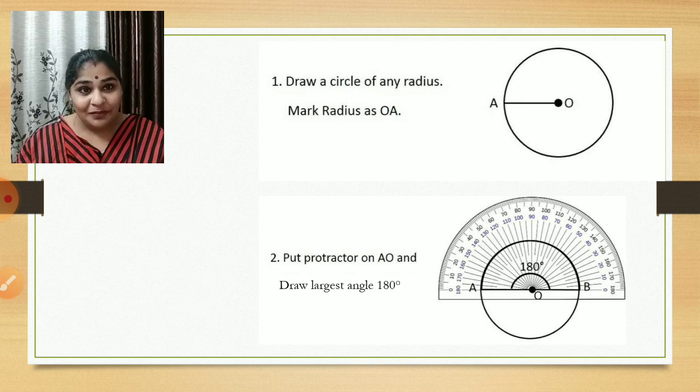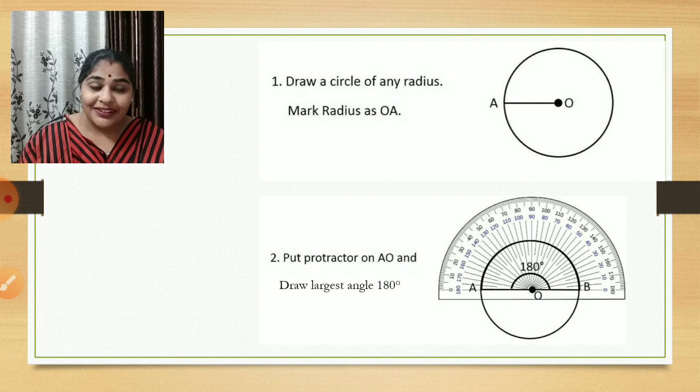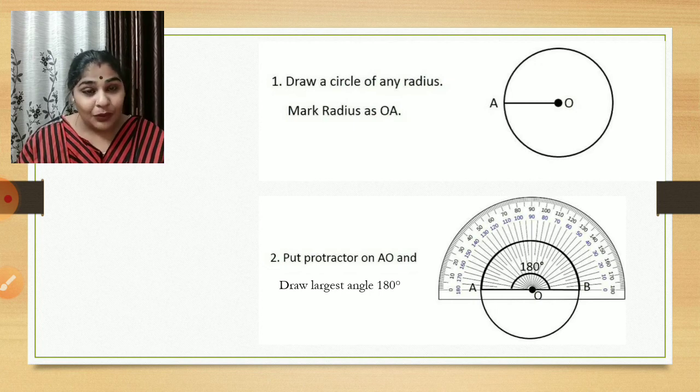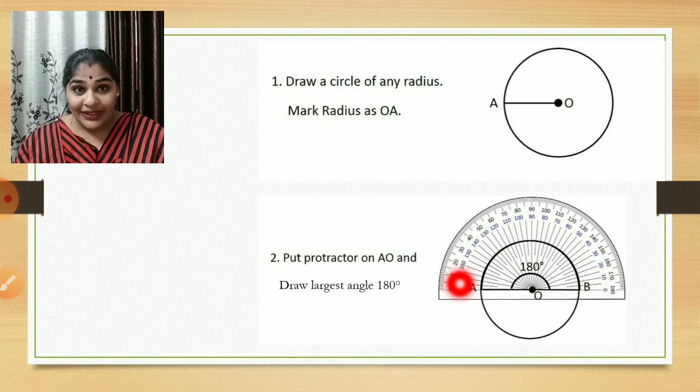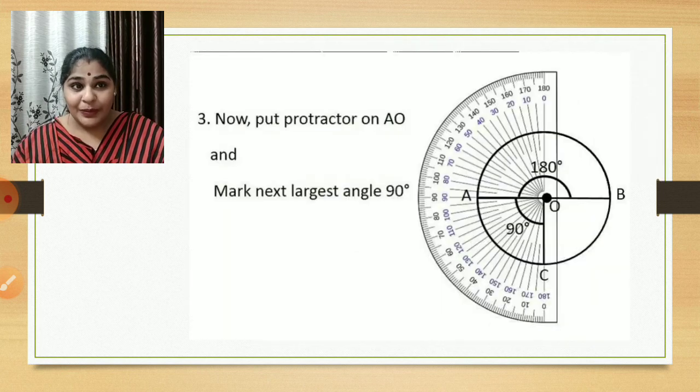Now the second step will be: you will keep your protractor, match its baseline with OA, and the point A, where it comes, will be your 0 degree. Here you can see, you are taking the outer scale. Now here you have to measure 180 degrees. The first angle is 180 degrees, and exact half here will be 180 degrees. So here you will mark, and then you will draw one more line there, that is OB.